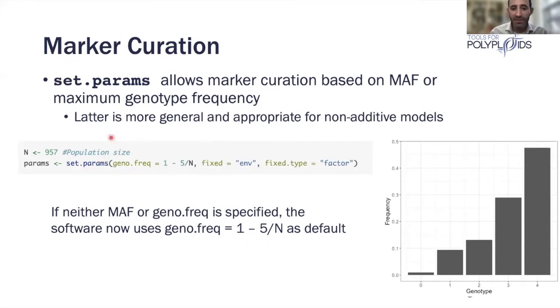If you don't specify a minor allele frequency or a genotype frequency, the software now will impose one for you just as a default behavior. It didn't used to do that. It had a more generic way of doing it. So anyways, now if you don't specify, it will use this, but I would encourage you just to think about it yourself. And if you like this recommendation, use it. And if not, use something else.